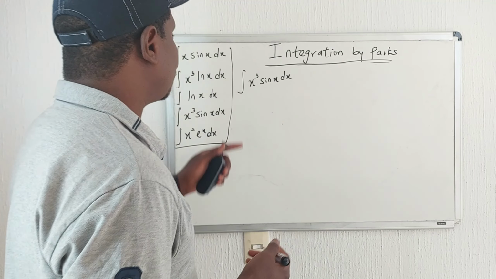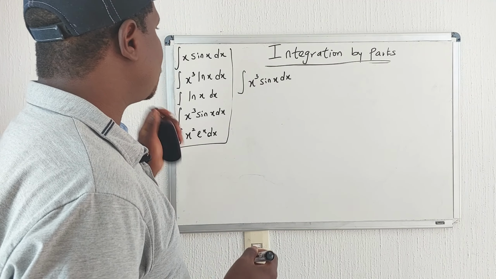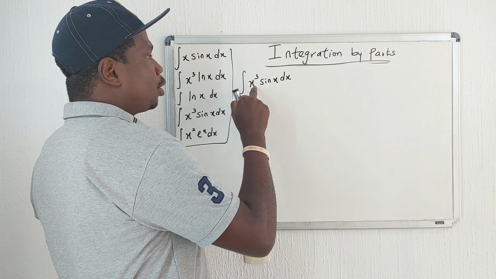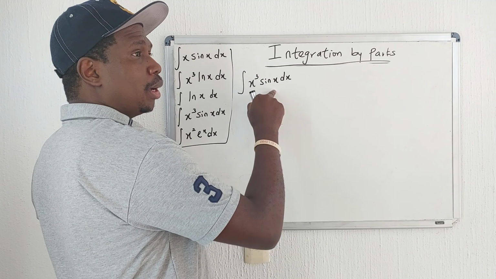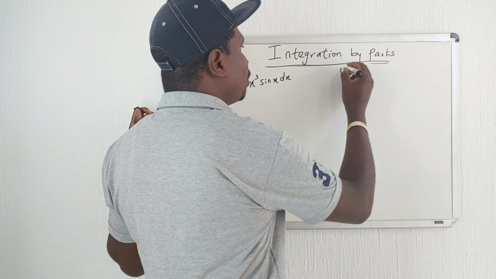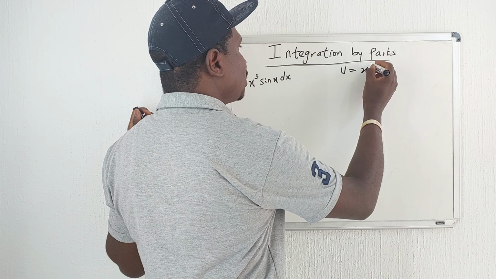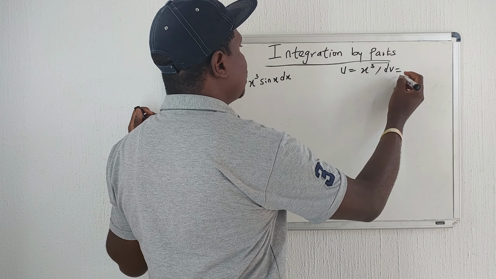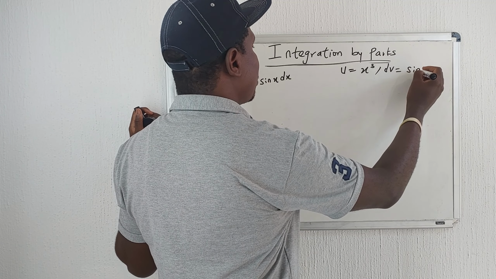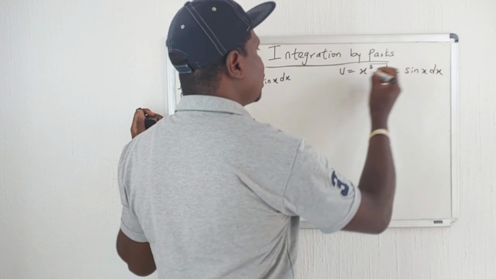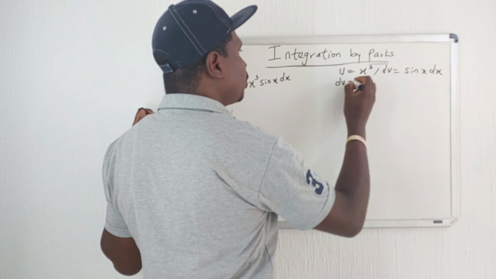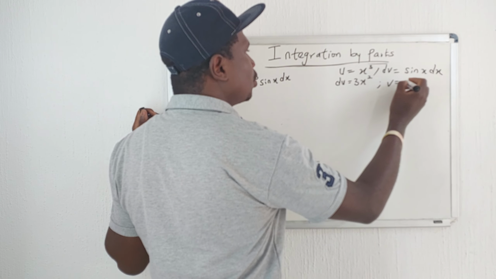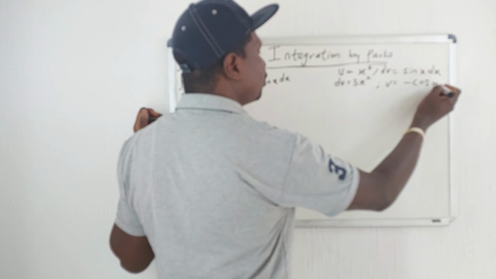Now, the fourth question is this. How can we solve this? The same way. Use this as our u and this as our dv. So our u is x cubed. The dv is sine x dx. The du equals 3x squared. v equals to what? Minus cosine of x.